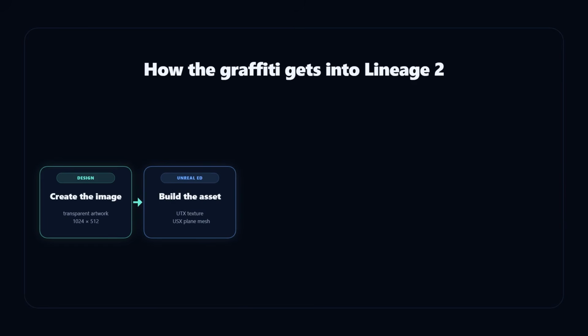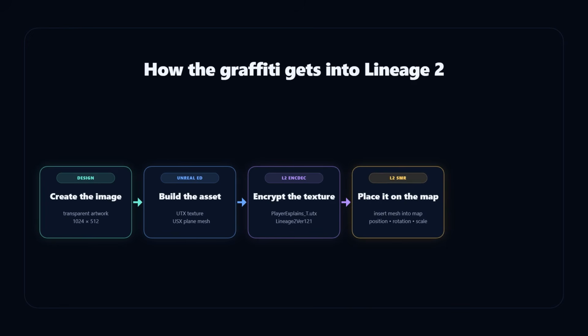Hi guys, here's the process we'll use to bring custom artwork into Lineage 2. We'll start with a transparent image, turn it into a texture and static mesh in Unreal Editor, encrypt the texture for Interlude, and finally use L2 SMR to place, rotate and scale it inside Aiden. Let's get started.